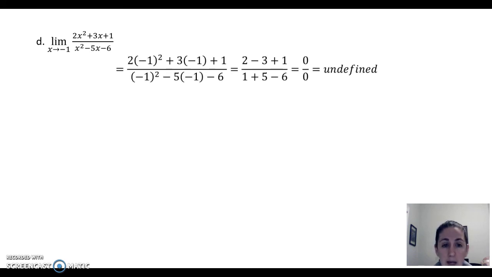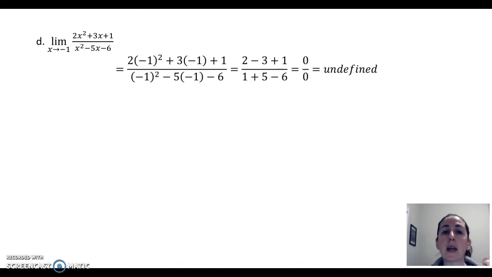So let's try a few examples. If we were going to take the limit as x approaches -1 of this function here, we could try direct substitution, but when I plug in -1, I end up with 0 over 0, which again, that's an indeterminate thing, which we would refer to as undefined, because dividing by 0 is undefined. So direct substitution doesn't work. Again, that does not mean that the limit doesn't exist. That just means that direct substitution doesn't work and you need to try another method.